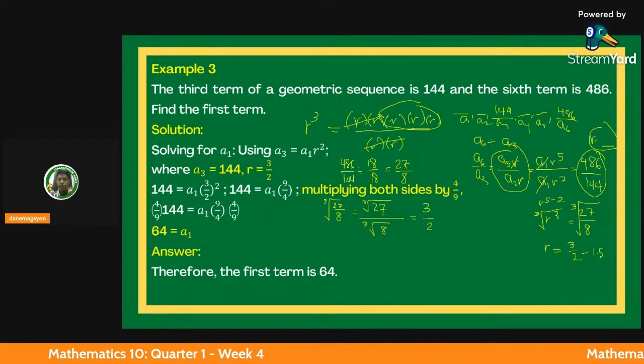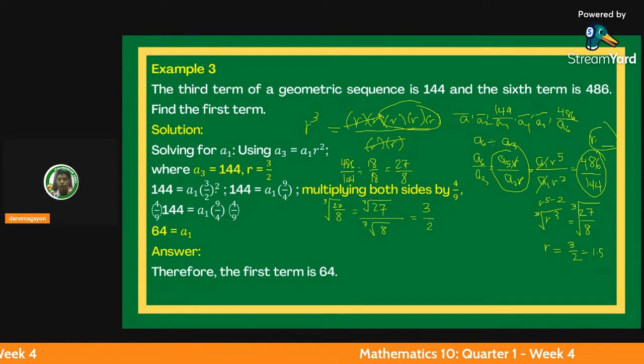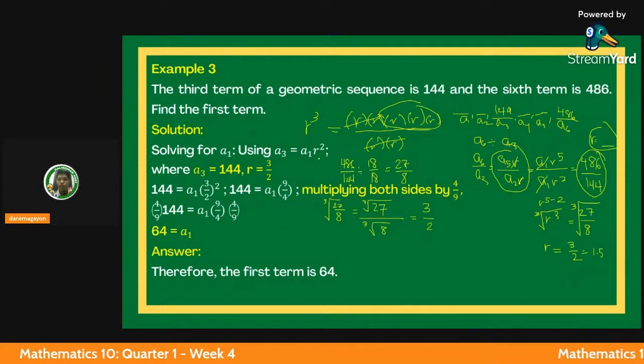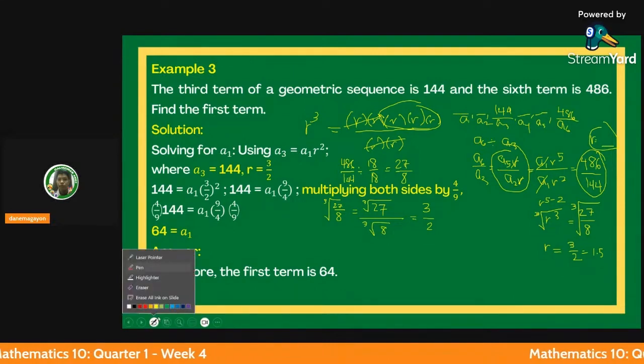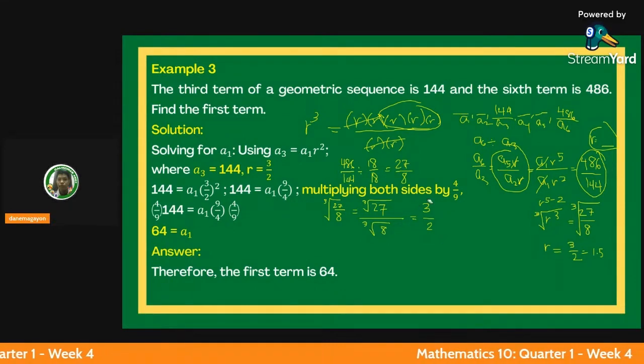So, ayun na siya. In this case, ang ginamit nila dito is yung value ng third term. So, yung nandito sa slide na lang natin yung gagawin ko. Sa klase kasi, pinakita ko to using A sub 6, or tinry ko siyang i-update or solve using A sub 6. But right now, gagamitin ko na lang dito kung ano yung mas convenient.